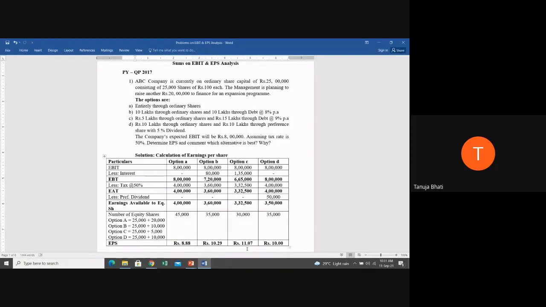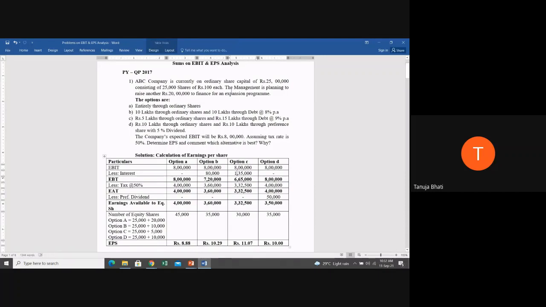Can you tell me under option C, how can it raise this 20 lakh rupees by issuing what? By what combination? 5 lakhs through equity shares and 15 lakhs through debt, that is debentures. Very good. Your answer is absolutely correct.